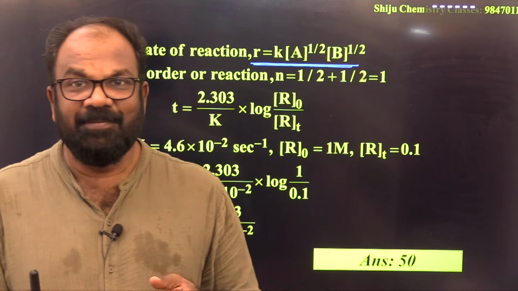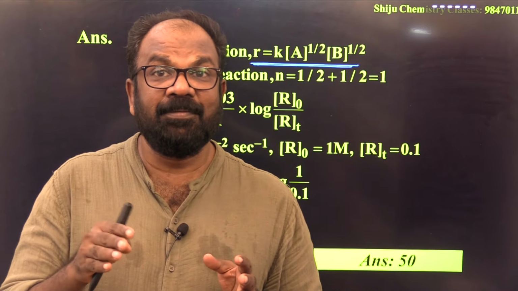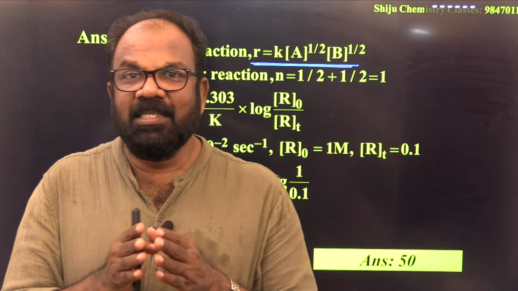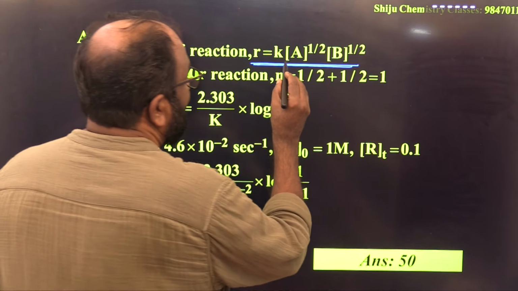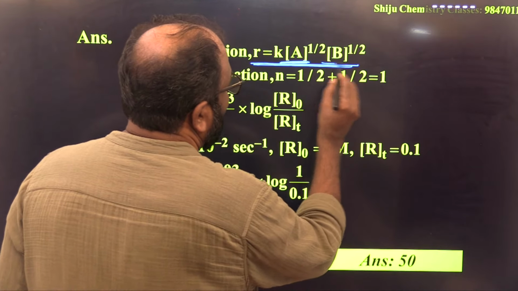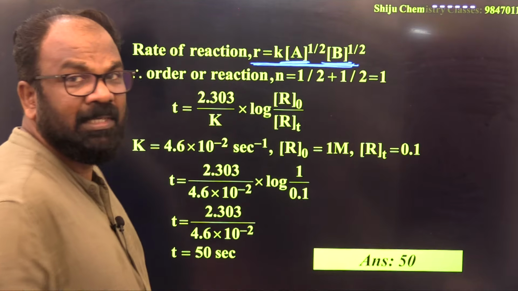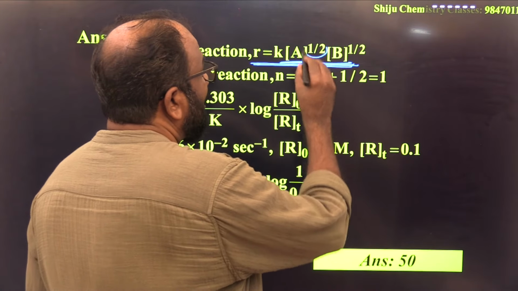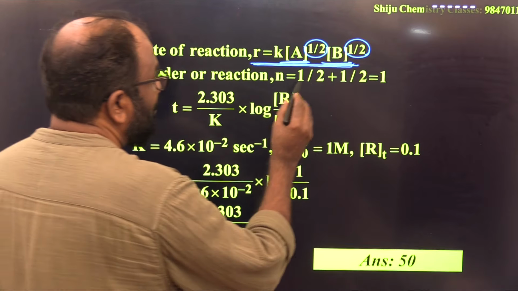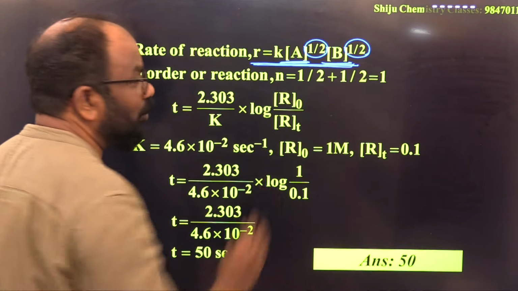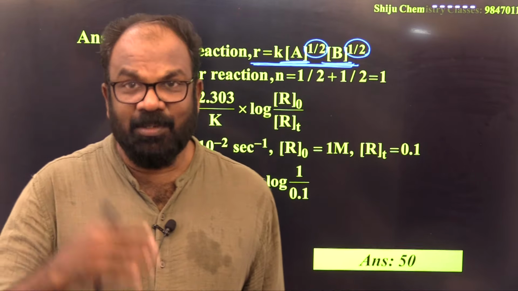Order of a reaction is defined as the sum of the powers of the concentration terms present in a rate law equation. Here in this equation, the concentration terms are concentration of A and concentration of B, and their powers are half each. So the order of reaction n is equal to half plus half, that is equal to 1. Therefore, it is a first order reaction.